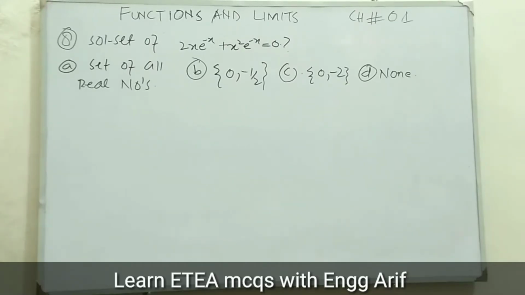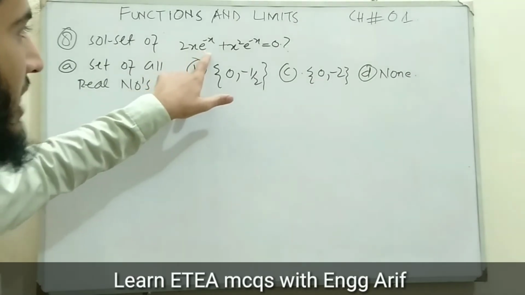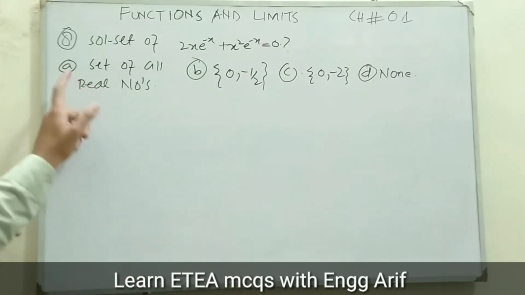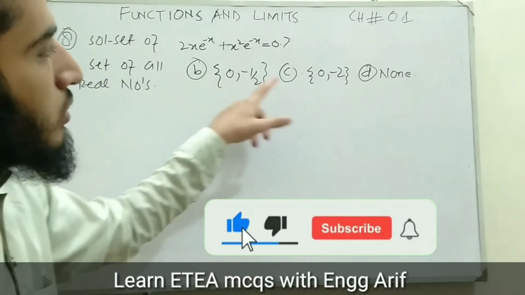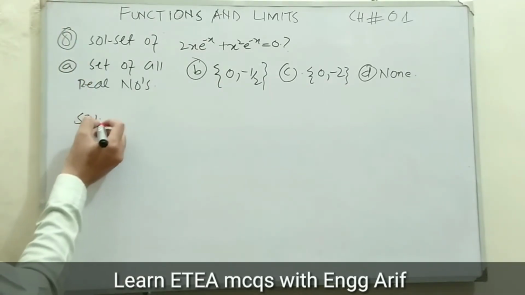Now move to MCQ number 8. It tells that the solution set of 2x e raised to the power minus x plus x square e raised to the power minus x is equal to 0 will be. First option is the set of all positive real numbers, B is 0, minus 1/2, C is 0, minus 2, and the last option is none. So let's move towards the solution of the equation.